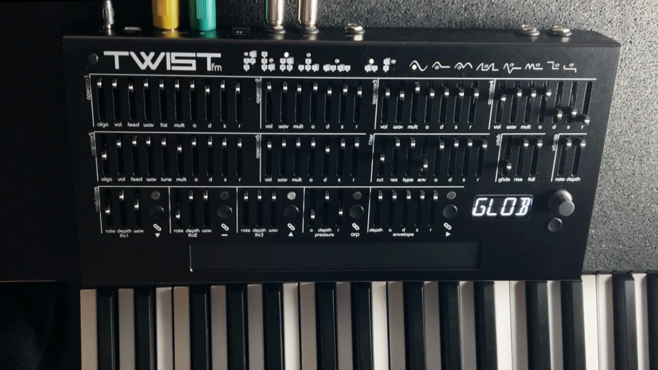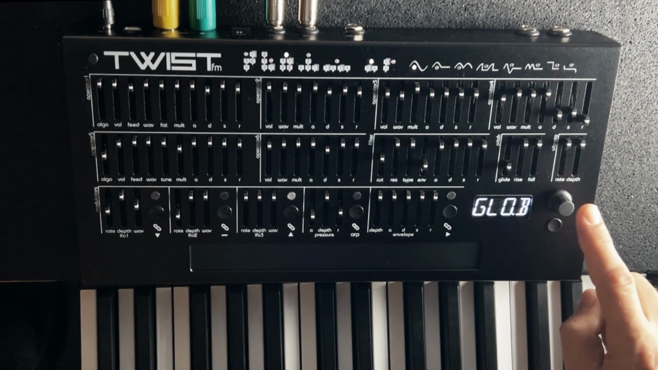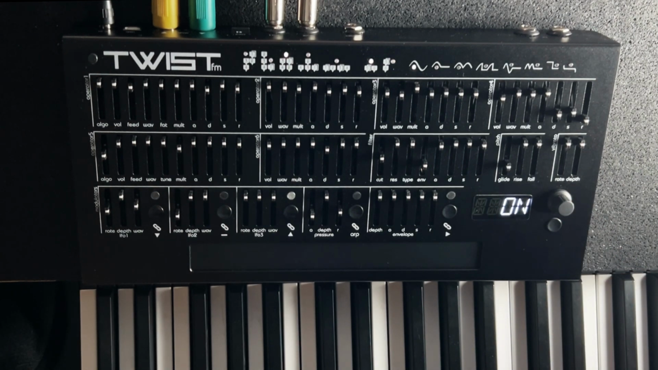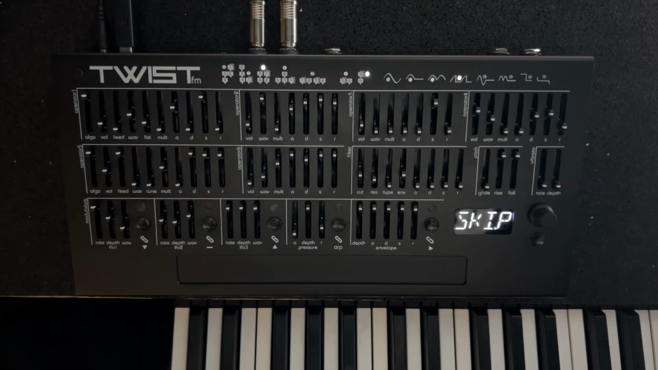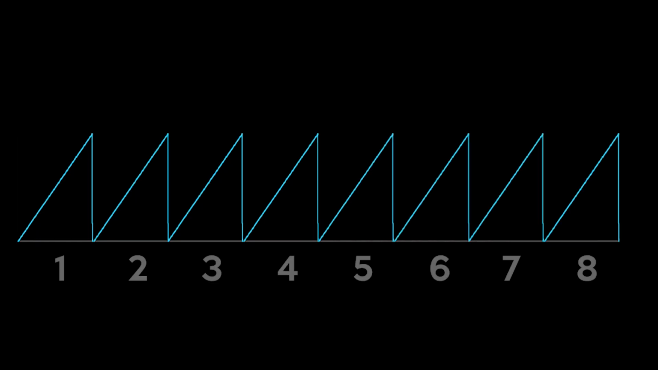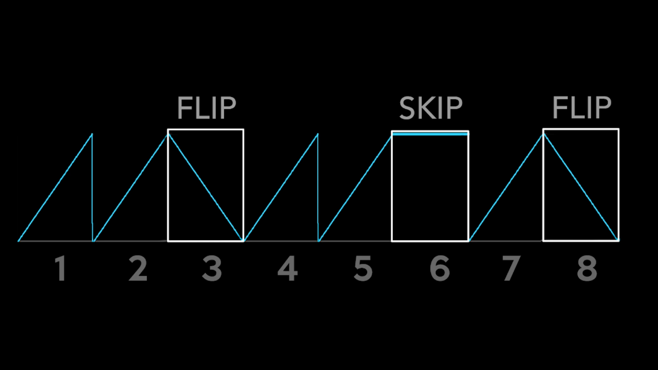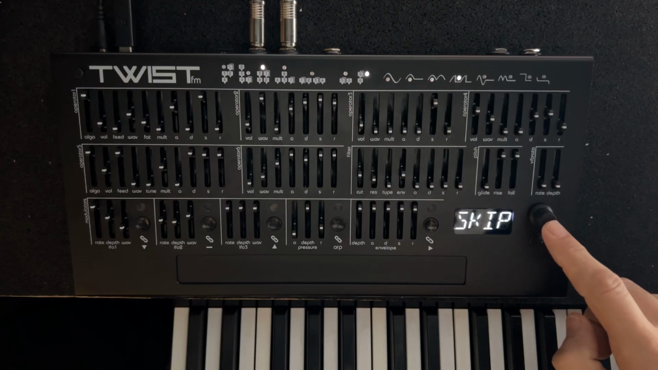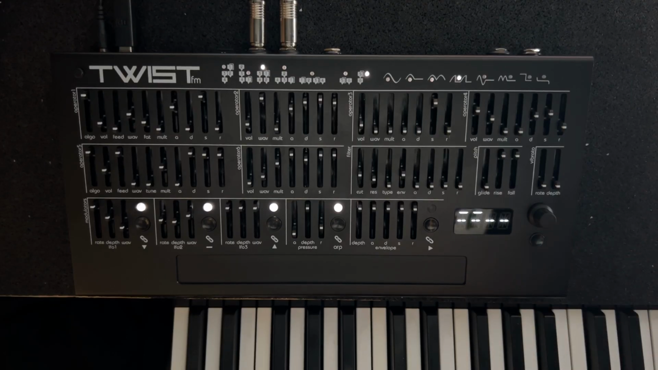The LFO global setting determines whether an LFO affects all voices simultaneously or operates individually per voice. Skips and flips unlock new interesting rhythmic patterns by selectively skipping or flipping specific cycles in a looping LFO. From the LFO menu, select skip or flip, then press the encoder to enter the editor.